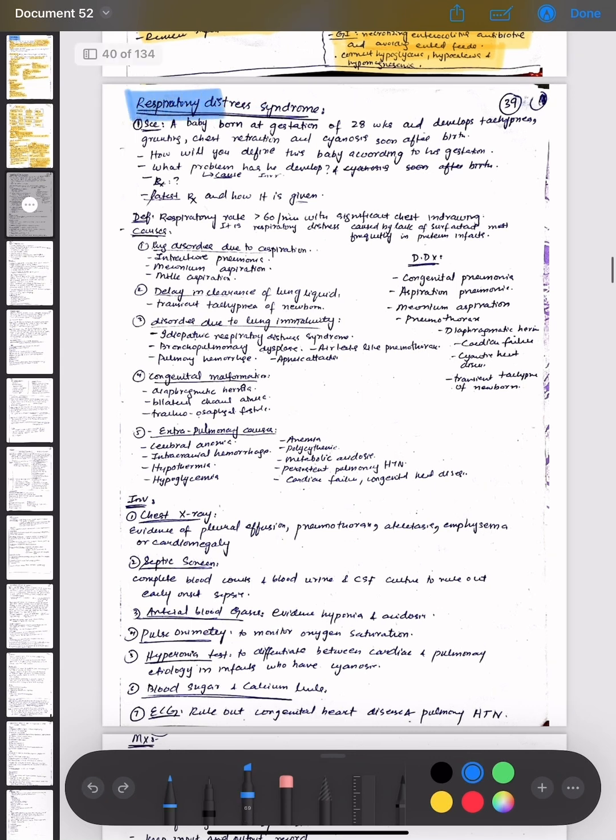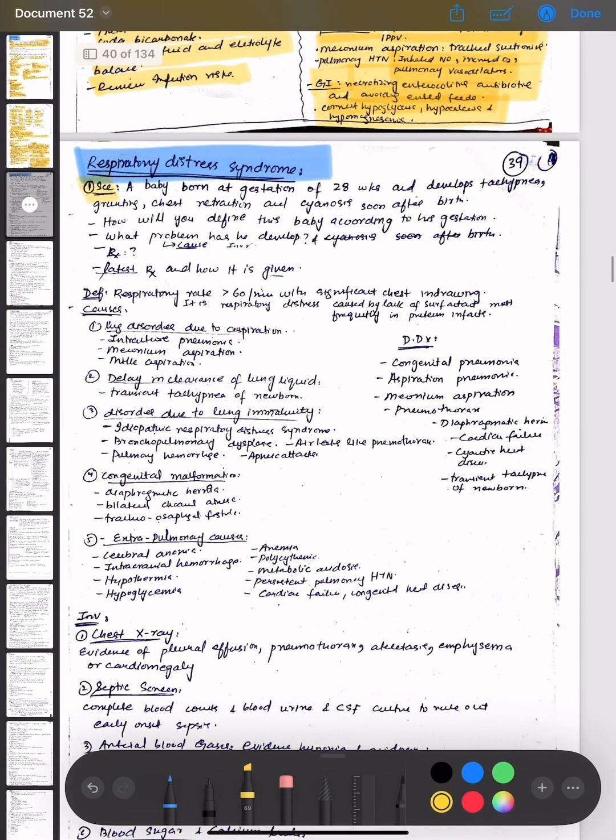We have a scenario in which a baby is born at a gestation of 28 weeks and develops tachypnea, grunting, chest retraction, and cyanosis soon after birth. How will you define this baby according to his gestation, and what problem has he developed? So, what is the latest treatment and how is it given?